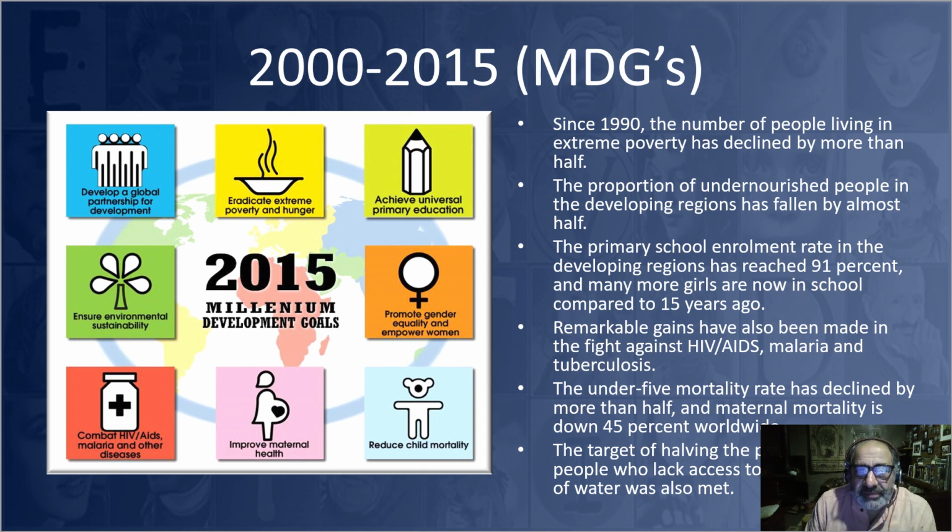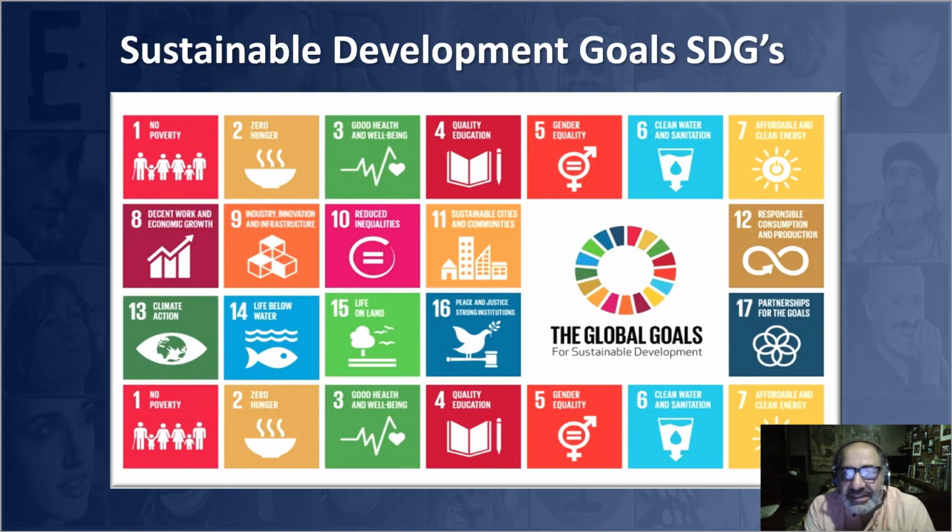So, on the back of the MDGs being largely successful, the United Nations became a little bit more ambitious and came up with the SDGs, the Sustainable Development Goals. And so they drew more pretty squares. In fact, they drew 17 squares and sort of said, these are the 17 objectives that we want to achieve. No poverty, zero hunger, good health and well-being, quality education, gender equality, etc., all the way to life below water.